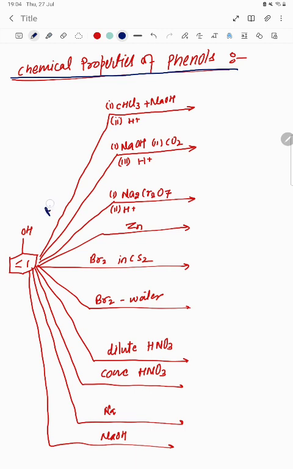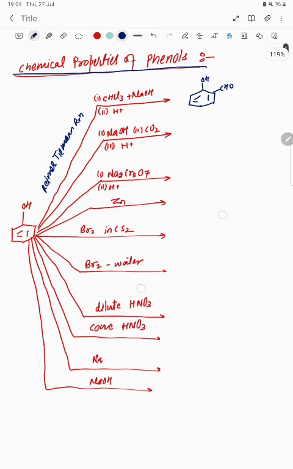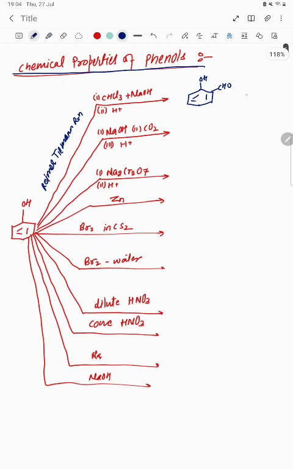This is the Reimer-Tiemann reaction, a named reaction. I am writing the product in a single step, but this reaction proceeds in multiple steps. It will give salicylaldehyde. Here you will find the OH group and here is the CHO group. The name of this compound is salicylaldehyde.